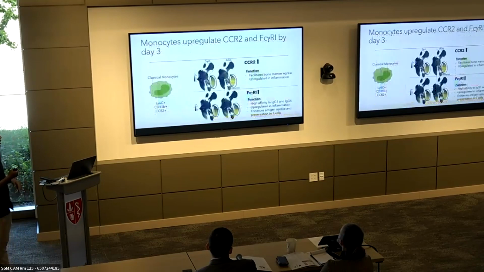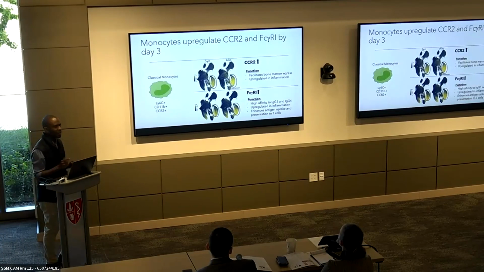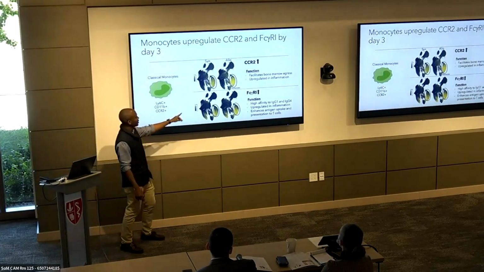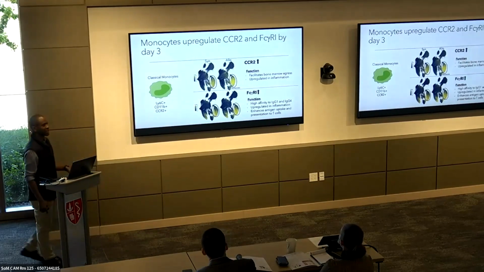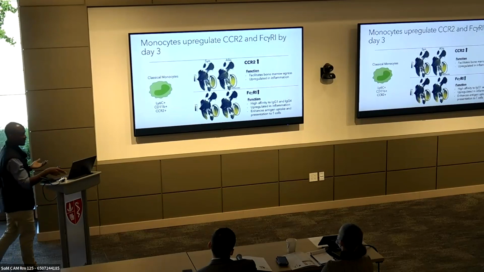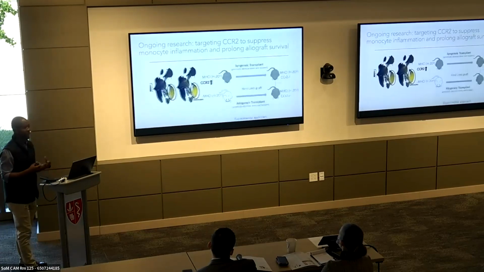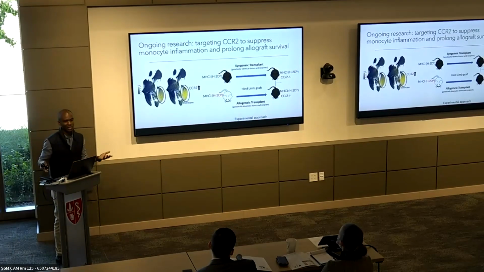And so, interesting thing about these classical monocytes, both recipient and donor, they're not in higher proportion at day 3. But the cells that are there actually have increased expression of these 2 receptors, CCR2 and Fc gamma receptor 1. Now, CCR2 is really interesting because it facilitates bone marrow egress, which is to say it allows monocytes to traffic from their origin in the bone marrow to sites of inflammation in the periphery. And so that's really fascinating to us, right? Because what we can imagine is maybe we can target CCR2 to then suppress monocyte inflammation and prolong allograft survival.